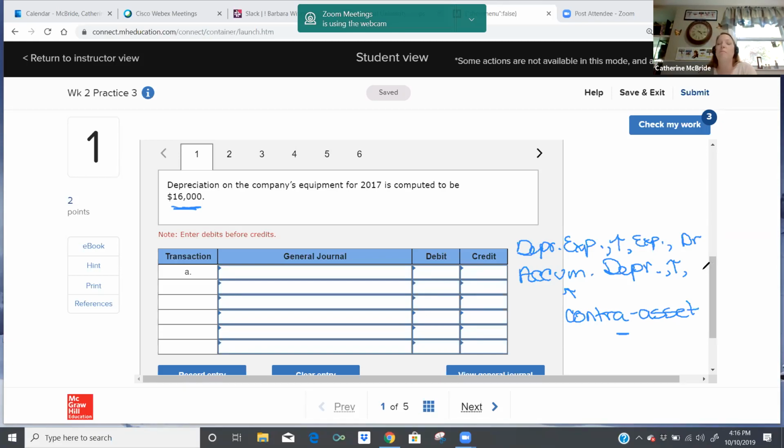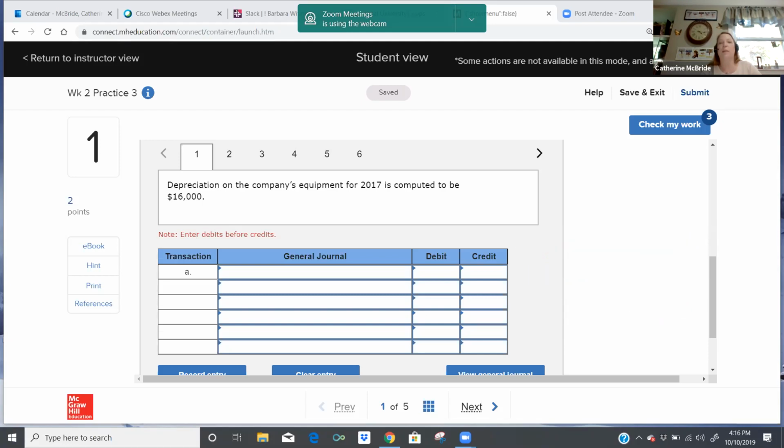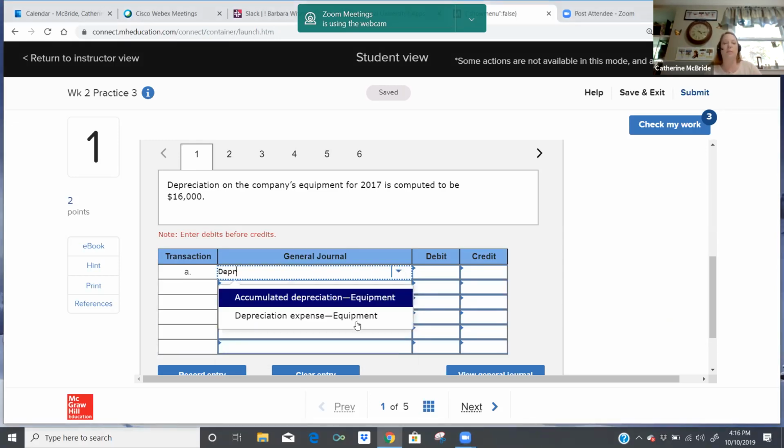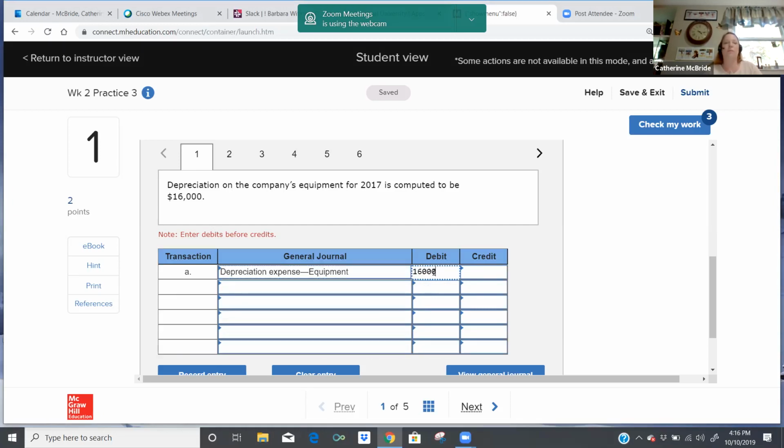If I increase a contra asset, do I debit it or credit it? So here's what you want to think. You can look at this two ways. You can say if I increase an asset, I debit it, so I credit this. Or you can say, I know that if I increase an expense, I debit it, so the other one has to be a credit. So we're going to debit depreciation expense, and we're going to credit accumulated depreciation. And the nice thing is that's always what you do. So we'll do depreciation expense for $16,000 and accumulated depreciation for $16,000.